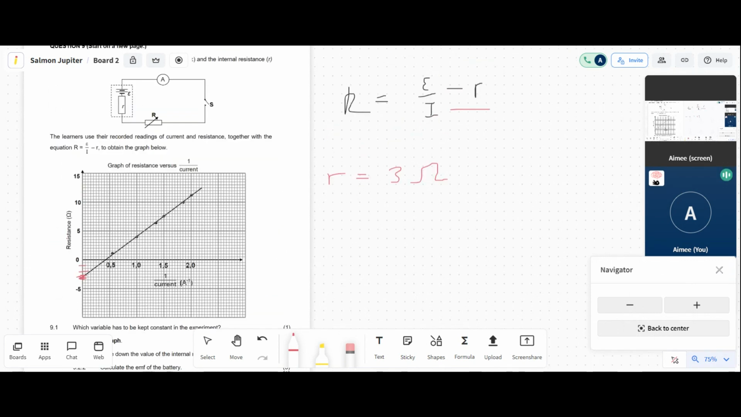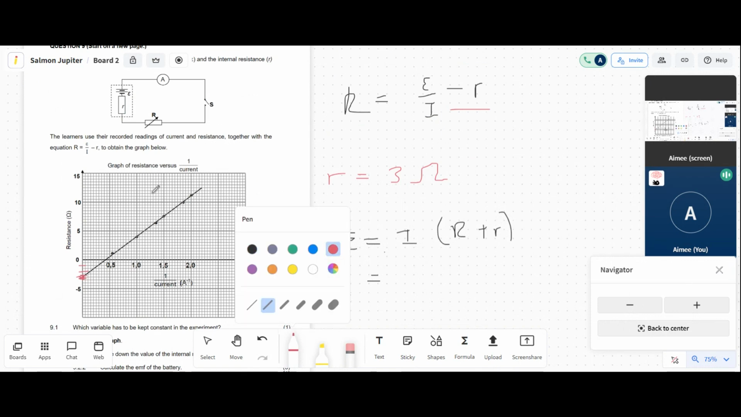Once again, as I said, your standard formula for when you're dealing with internal resistance is EMF equals I times total resistance plus internal resistance. In this scenario, EMF is what we're looking for. So we need to find a point on the graph that we can substitute in here. We know that r is 3 because we just got it off the graph. But now you have to choose a random point on the graph, whichever one you want, and you need to get a value for current and a value for resistance.